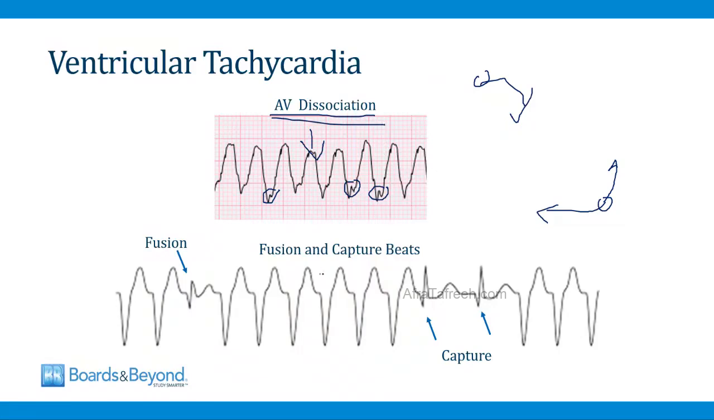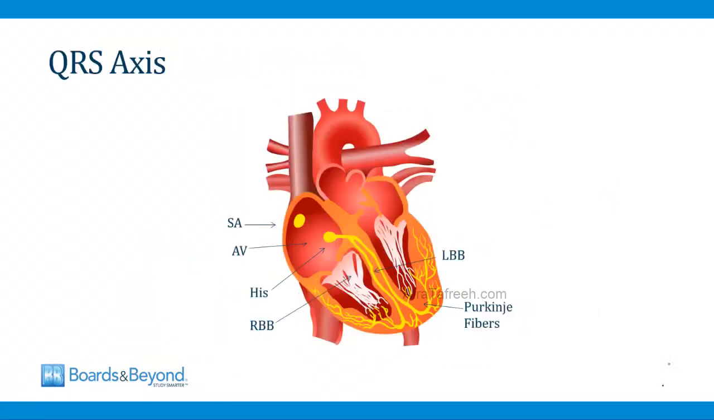The other classic finding is the presence of fusion or capture beats. This is a fusion beat here. These are capture beats here. To understand this better, let's go back to this drawing of the electrical system of the heart. So in ventricular tachycardia, we have a focus here in the ventricle that is generating rapid depolarizations and causing a tachycardic rate and a wide QRS complex. But at the same time, the SA node is also depolarizing and sending impulses this way, and that's what causes those P waves we saw when we talked about AV dissociation.